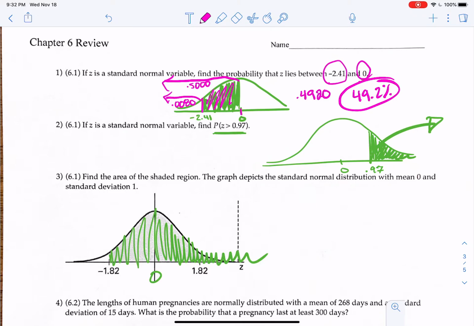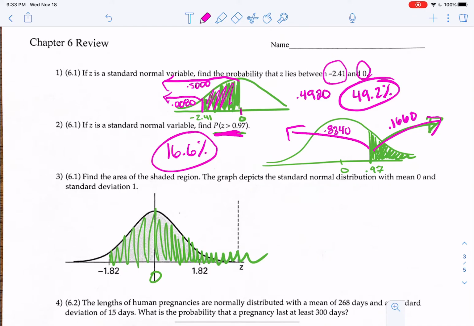Okay. Number 2, we've already set up our bell curve as well. This one is asking for a z-score that's greater than 0.97. So we mark off 0.97. We want greater than. I look up 0.97 on my chart, and it's on the positive table. 0.97 is 0.8340, except 0.8340 is going to go to the left, so you need to subtract that from 100%. So 0.1660 or 16.6% is going to be to the right of a z-score of 0.97.